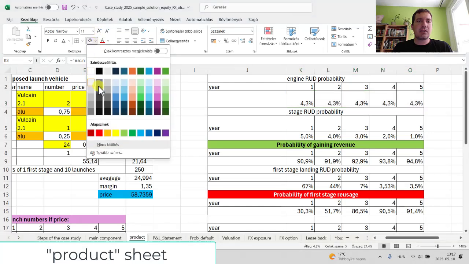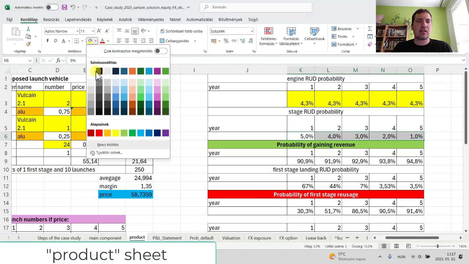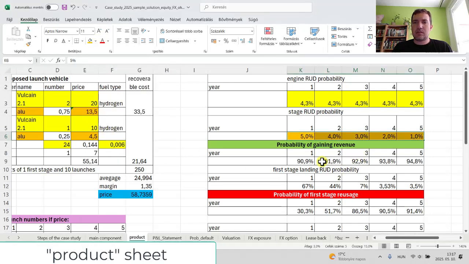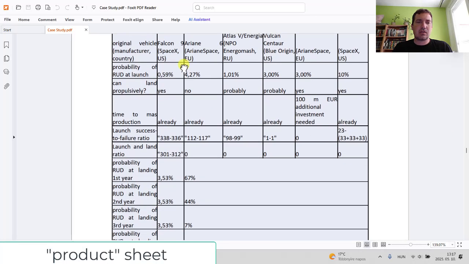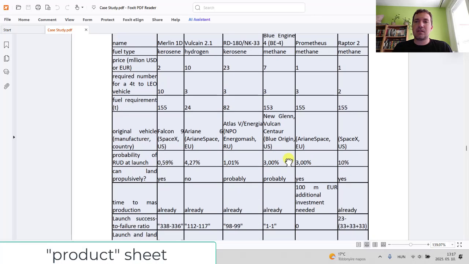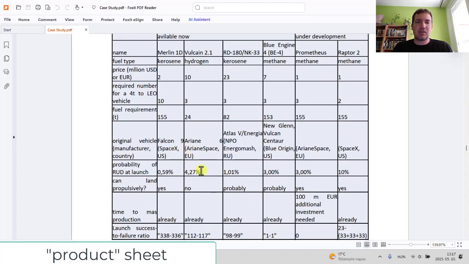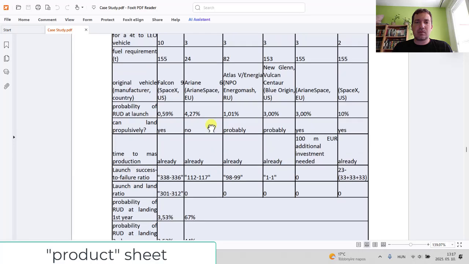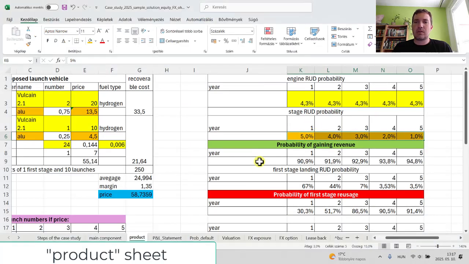So this is defined by engine. This is defined by the stage. Yeah, so probability of explosion at launch. So these are the empirical numbers. And in this case, I had to choose this one. So yeah. Then the stage explosion is coming from here. So that's why it's orange.